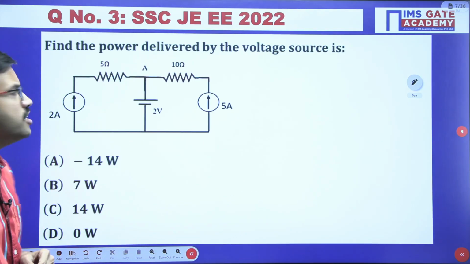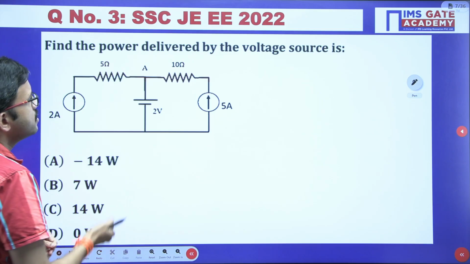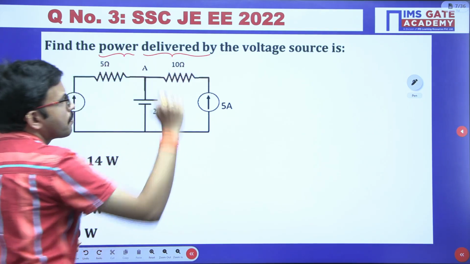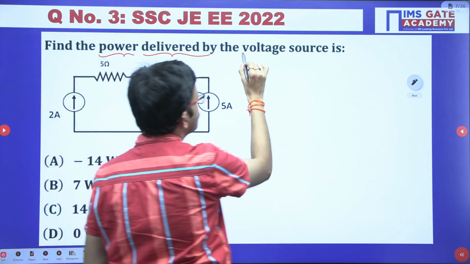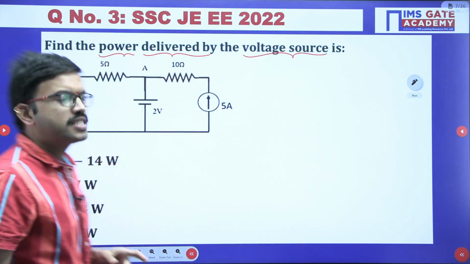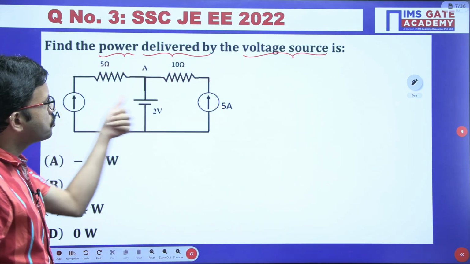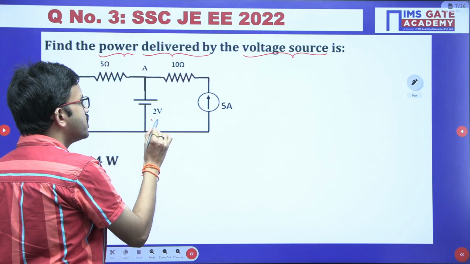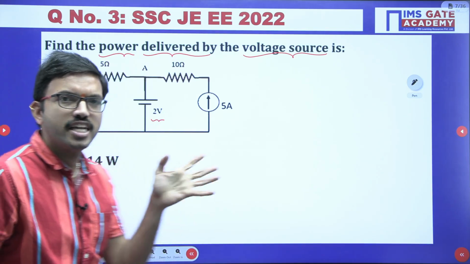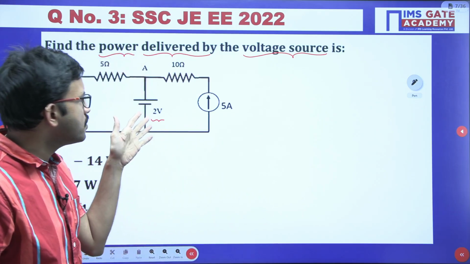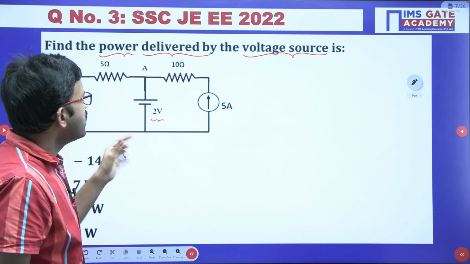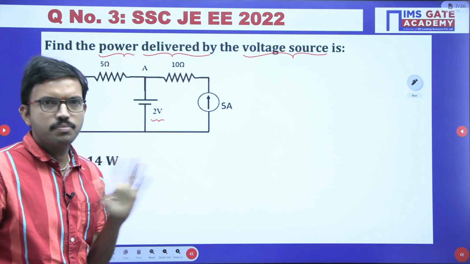Yes, next question. In this question they are asking the power delivered by the voltage source. In this circuit diagram you have 2 current sources and 1 voltage source. With respect to this voltage source, they are asking how much power is delivered. Whether it is delivering or absorbing the power, we will decide shortly. Ultimately we have to calculate the power for this voltage source.